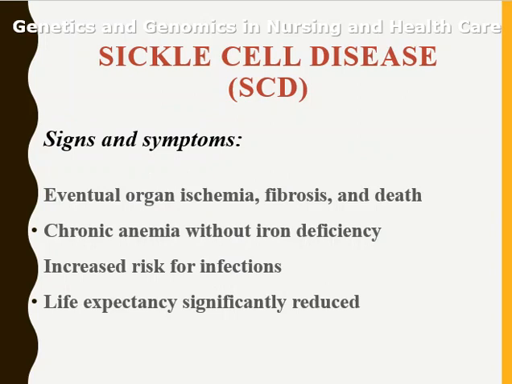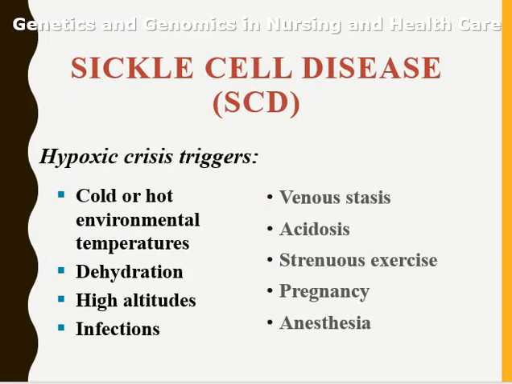They have chronic anemia without iron deficiency because, again, these abnormal hemoglobins have a much shorter lifespan, about 16 to 20 days. And so they have anemia without iron deficiency. So if they get a blood transfusion, that needs to be done cautiously because they can get iron overloaded with blood transfusions. They do have an increased risk for infections, and their life expectancy is significantly reduced.